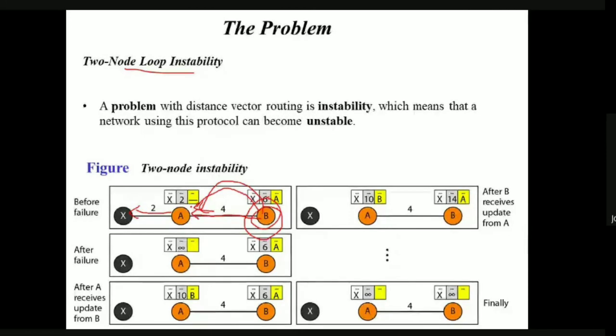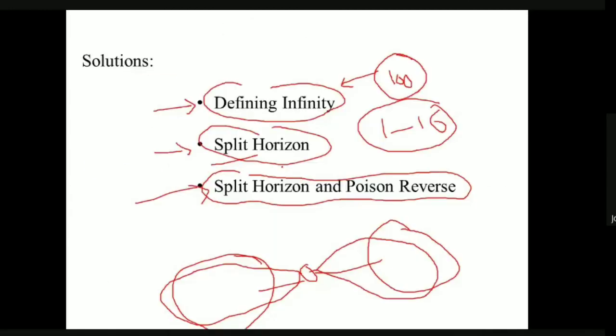Now for node A, due to the split horizon strategy, B is not sending the update to A, right? In order to avoid the two node loop instability, we are following split horizon, and due to the split horizon strategy B is not sending any update to A. Okay, so for this reason we are going to add this split horizon strategy with the Poison reverse strategy.